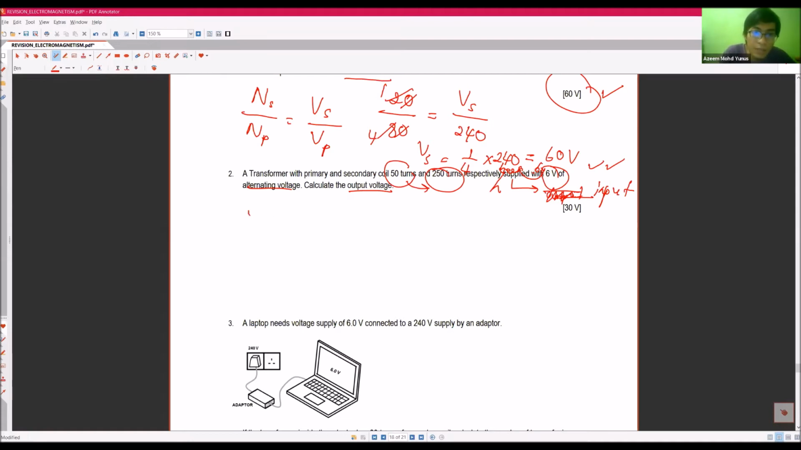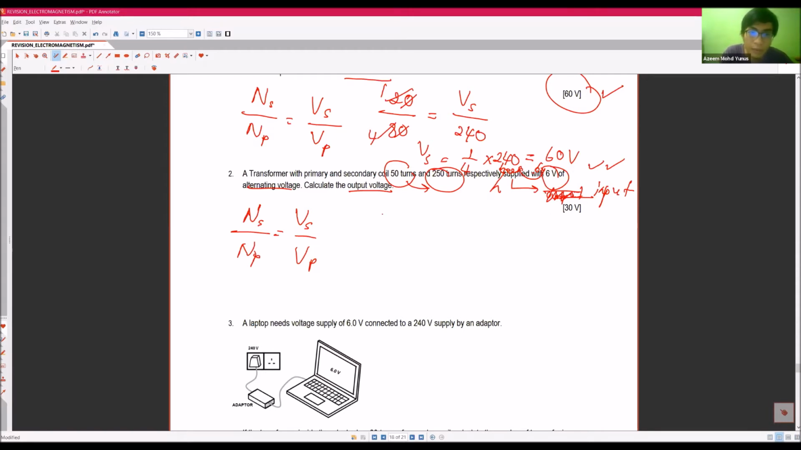So again, we use the ratio formula. Basically, it doesn't matter if you want to put Np first or Ns later. It doesn't matter because it's just a ratio. You just need to see how much it decreased or how much it increased. In this case, 50 to 250 is basically 5 times. 50 times 5 is 250. That means the 6 volts is going to increase 5 times as well, becoming 30 volts.